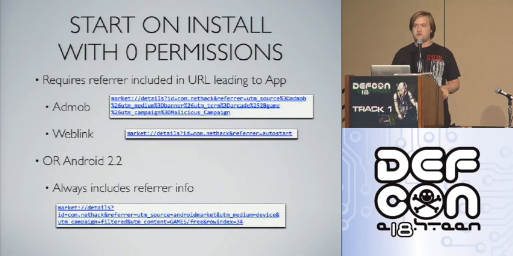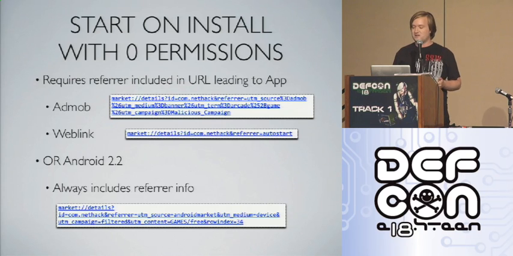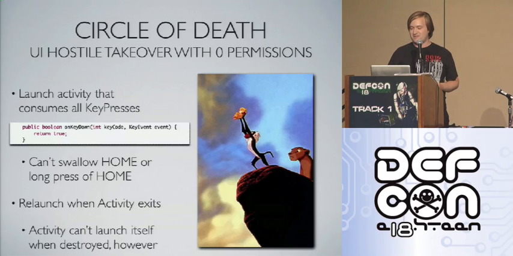However, on Android 2.2, Froyo, the Android market now always includes referrer info, so this now always works. They include referrer info of things like, in this example, it says that we downloaded it from the Games tab, the free section, and it was row index 34. So it gives you all sorts of cool info, but we can also use it here to start on install.